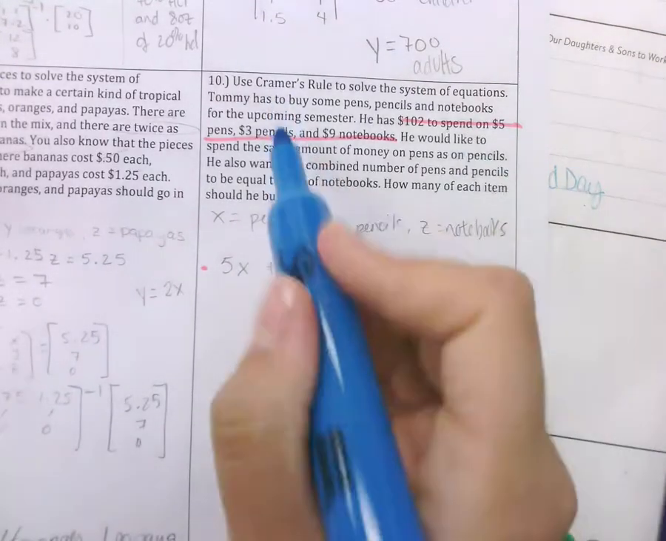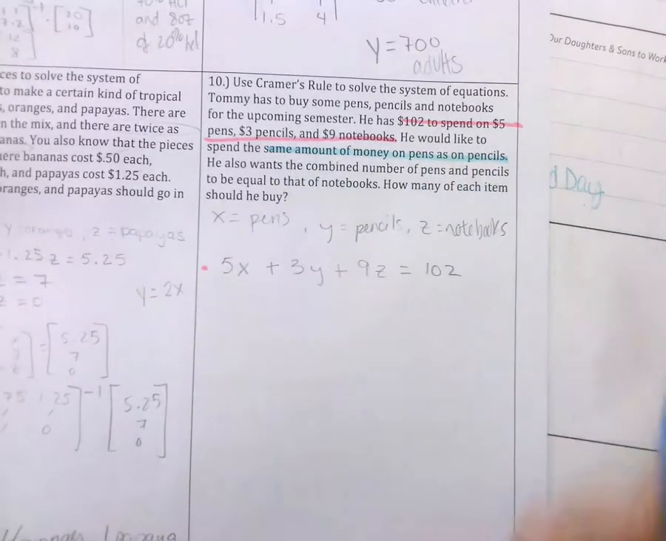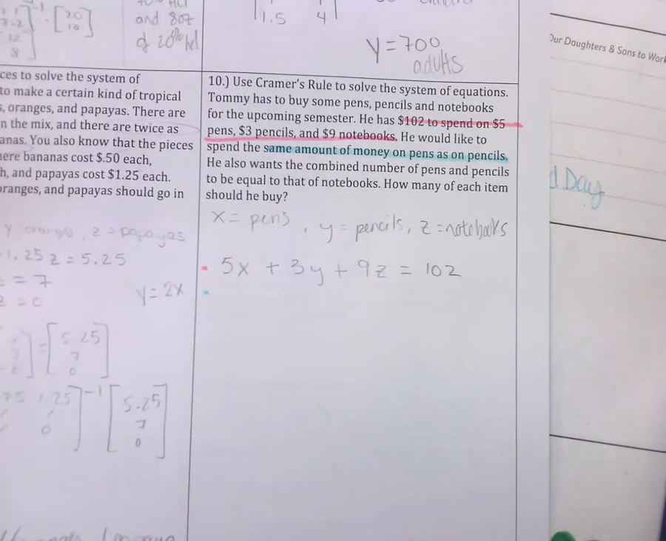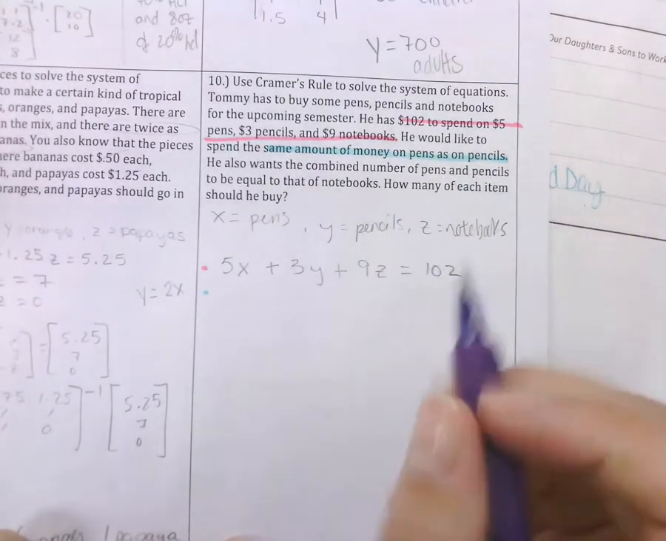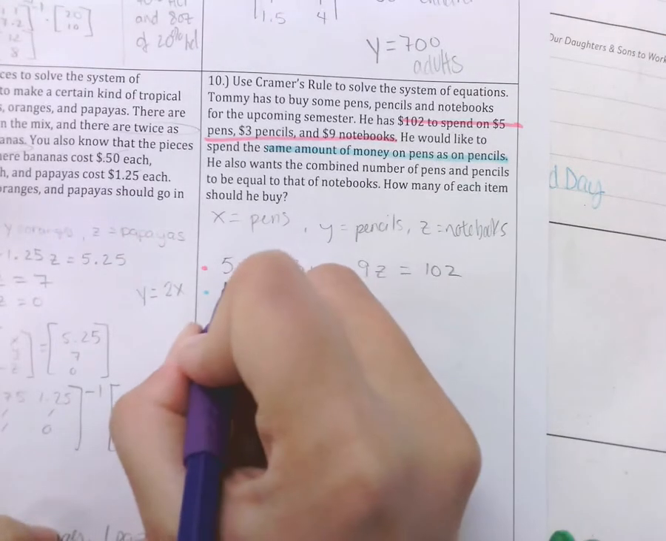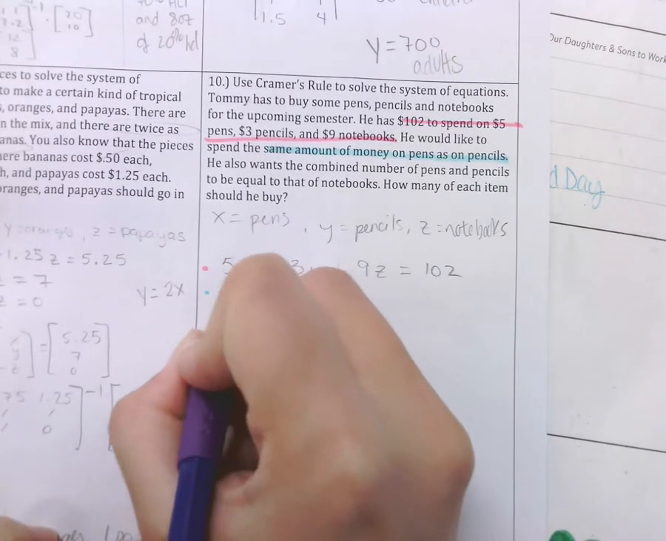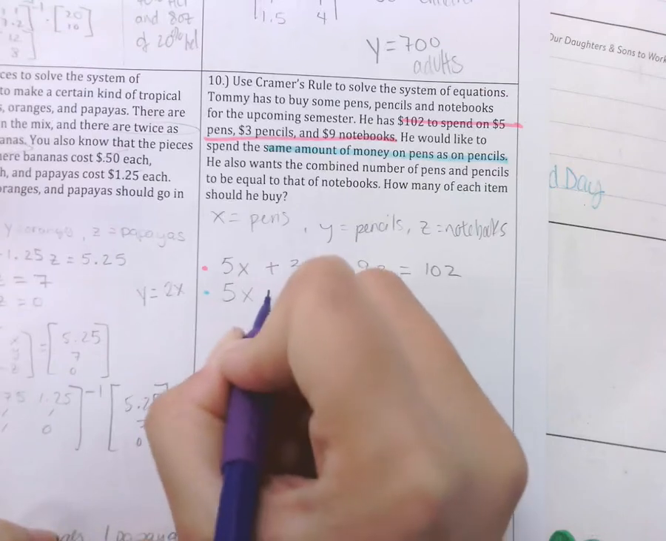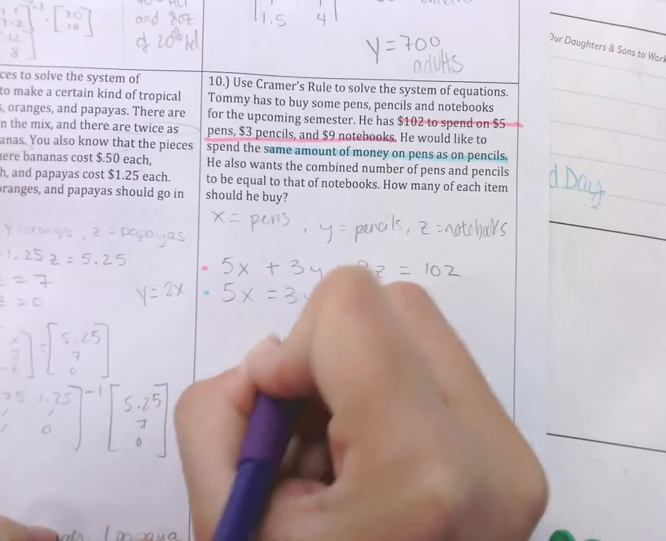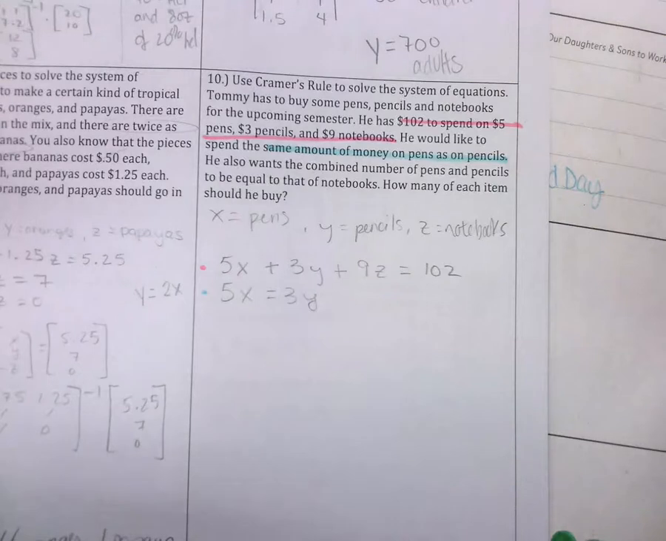He would like to spend the same amount on pens as pencils. So why is there 5x equals 3y? Is that right? Yeah, that's pens and pencils. I suppose that'll work. We'll rewrite that later.